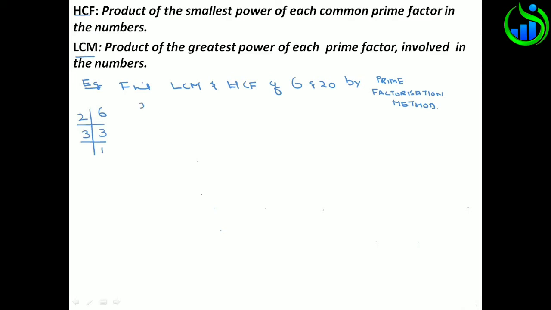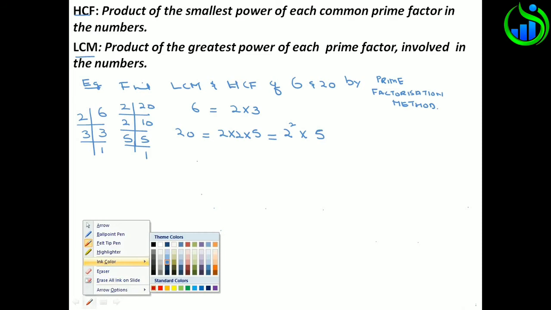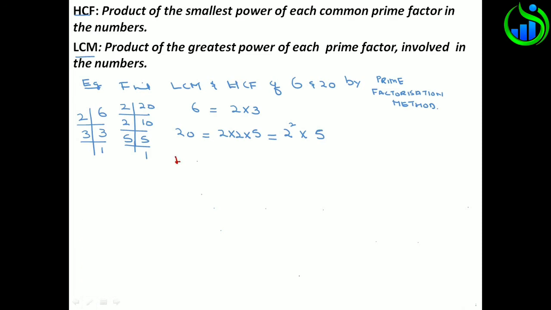This is for 20: 2 10s are 20, 2 5s are 10, then 5 1s are 5. So 6 gives 2 into 3, and 20 gives 2 into 2 into 5. Then if you combine, we get 2 raised to power 2 into 5. That's for the HCF.